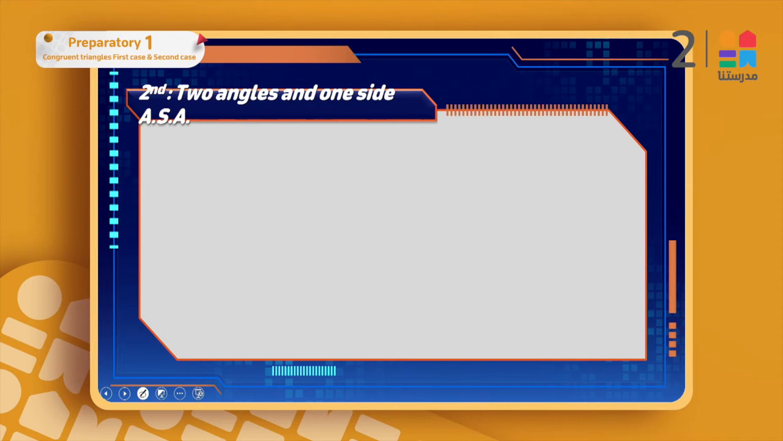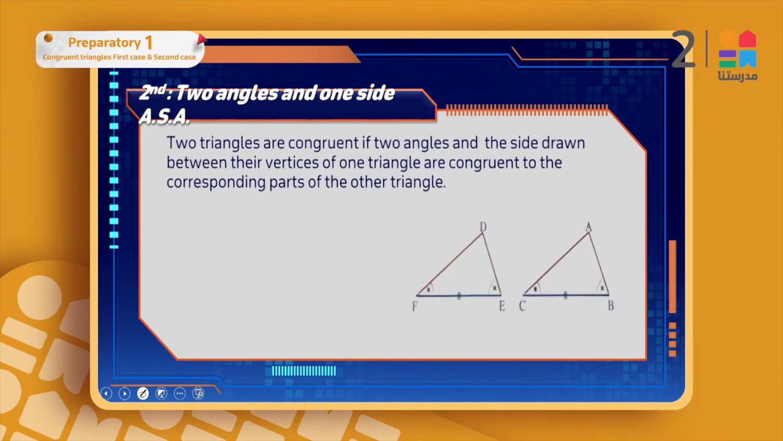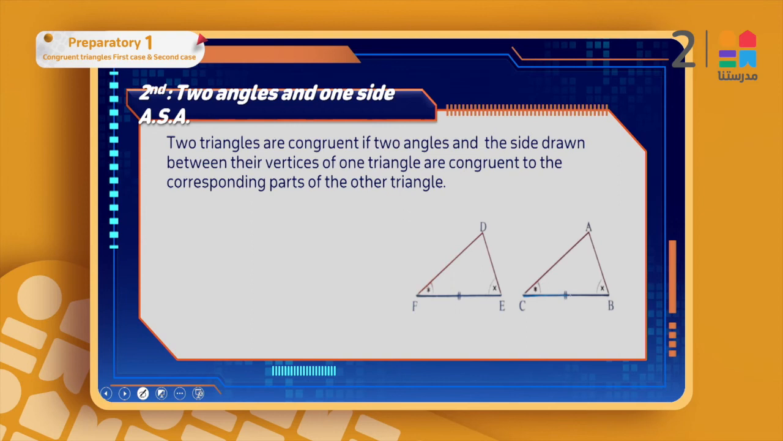Then, the second case is for 2 angles and 1 side, which is ASA, angle, side, angle. 2 triangles are congruent if two angles and the side drawn between their vertices of one triangle are congruent to the corresponding parts of the other triangle. So here we have the opposite. I have angle, side, angle. So we have to draw this side with blue. As you can see, this blue side and this one too.